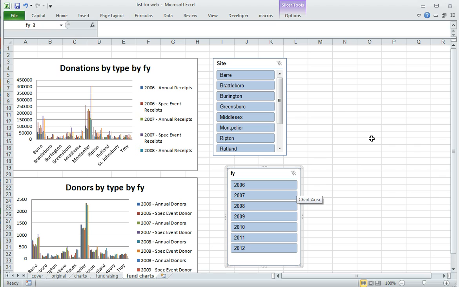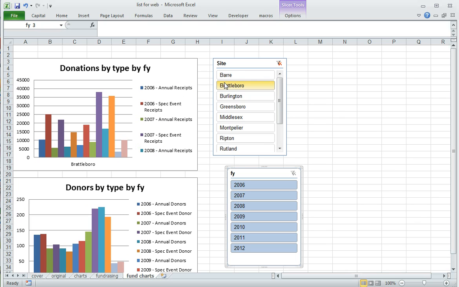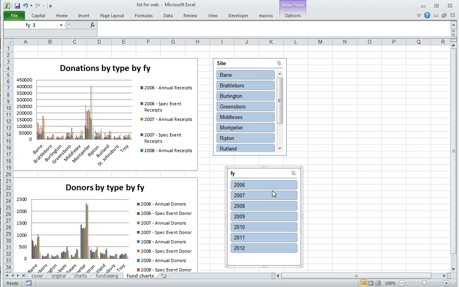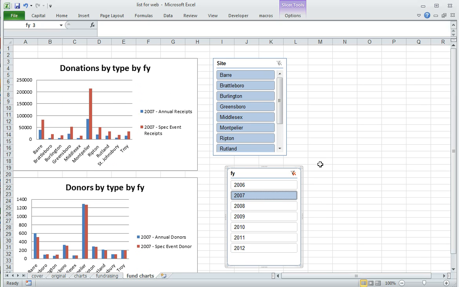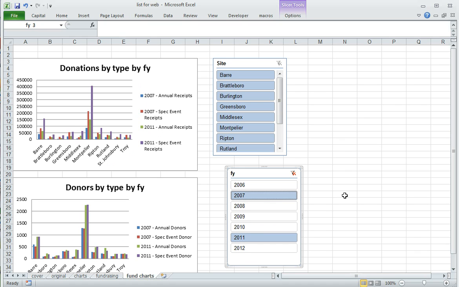Again, using the slicers, what I can do is, this is a lot of data. And I can say I really only want to see what Barry has done over the years, or what Brattleboro has done over the years, or what Barry has done compared to Brattleboro. Barry's done a whole lot better than Brattleboro. Or I want to see all the sites, but I only want to see fiscal 2007. Or I want to see all the sites, and I want to see 2007, or I want to see 2011 and 2007, and they're the 2 years together. So you can manipulate data in many, many ways.